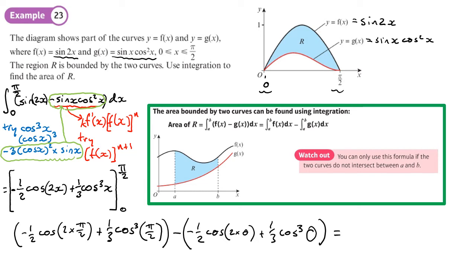And that gave me 2/3. Now that took me ages to work out on the calculator. I reckon it would have been so much quicker just to work it out manually, and I'll do that down here to show you how you do it. So you've got negative a half. Now 2 times pi over 2 is pi.